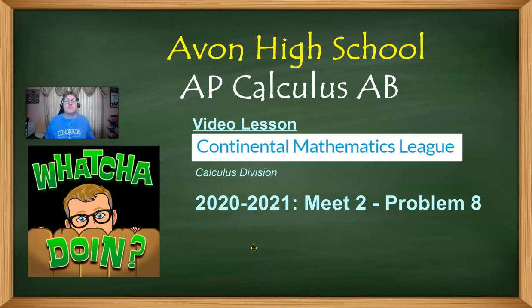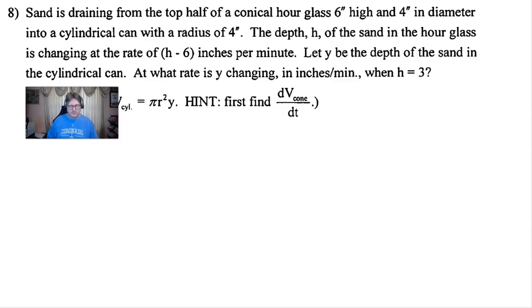Continuing to look at our Continental Mathematics League problems from Meet 2. We're in the 2020-2021 season. We're going to look at problem number 8. Remember, problems 7 and 8 are always a little bit more challenging, as they're both worth 2 points apiece.